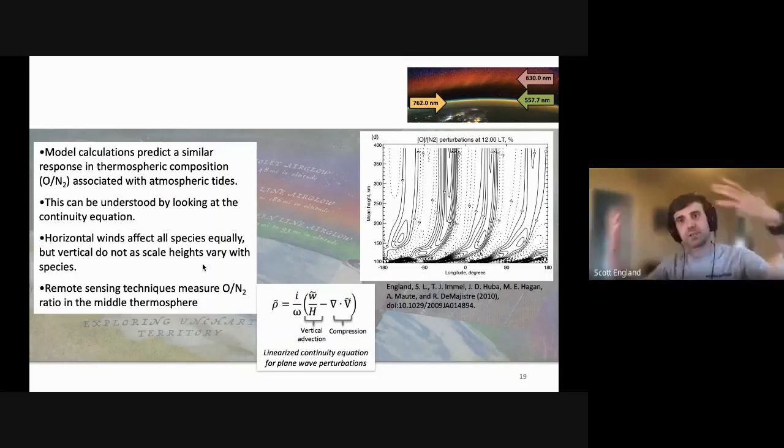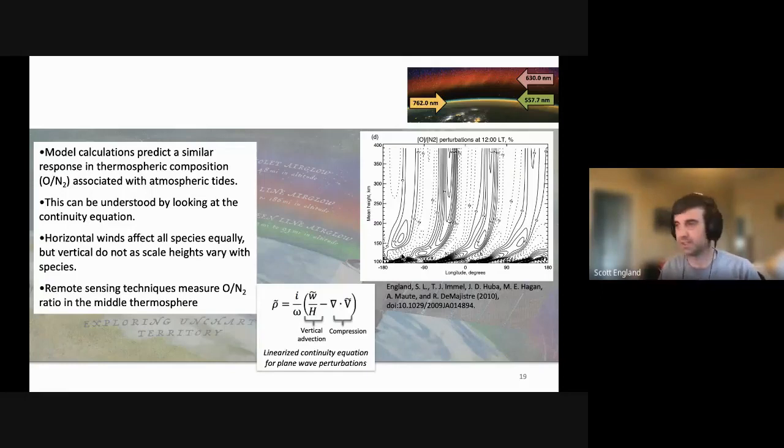So the models can simulate these tides moving up through the thermosphere. And sure enough, you could see a sort of wave-like structure in the perturbation of this ratio, this O to N2. So we're not looking at its absolute value, we're looking at its perturbations with longitude. And in the middle thermosphere, the model might estimate they're around 3–4% changes.